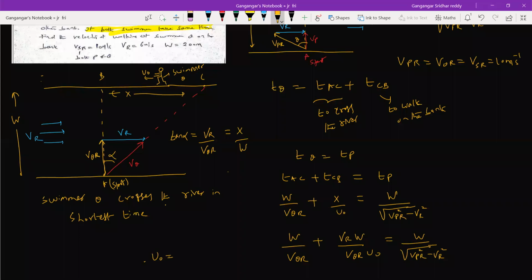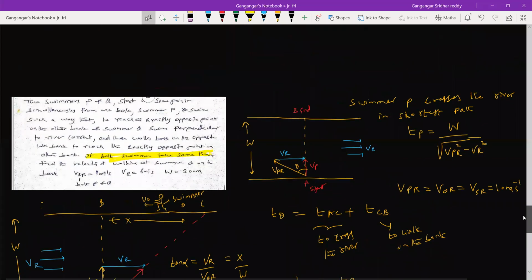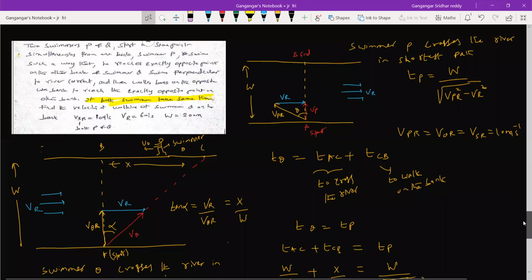Sir, we'll get W by VQR as 20 seconds now, sir. But TP is 15 seconds. No, what will that be? Just substitute here. I don't know what calculations you did. Scroll up, sir. The TP is not 15, sir. Sir, 12. Look at the data, all. VPR, VQR is equal to 10 meters per second. VR is 6 meters per second.